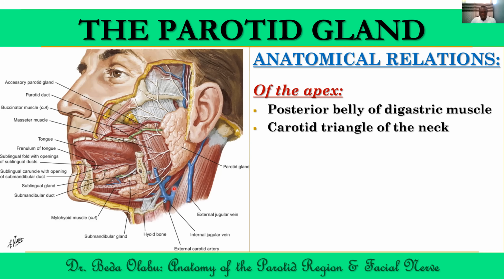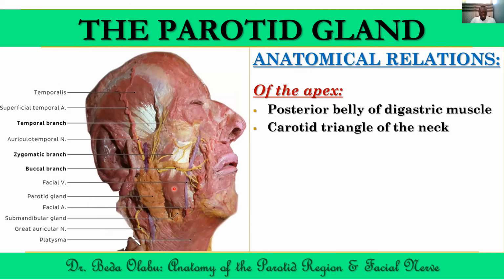Now we are yet to learn what the carotid triangle is, but generally the neck has multiple triangles. We have anterior triangles and posterior triangles. The anterior triangles are multiple, one of them being the carotid triangle, which contains the carotid sheath, among other structures. We look at them later. So the apex of the parotid gland may overhang on the carotid triangle, as you can see in this particular image.